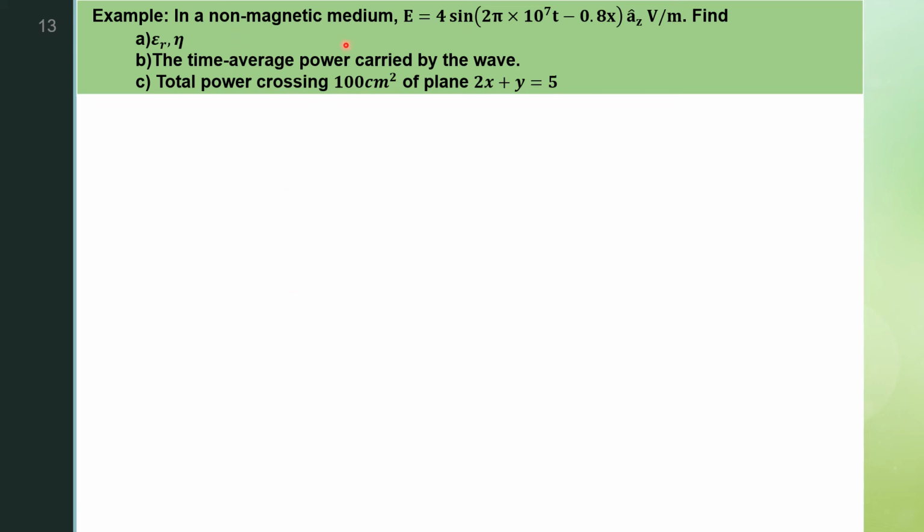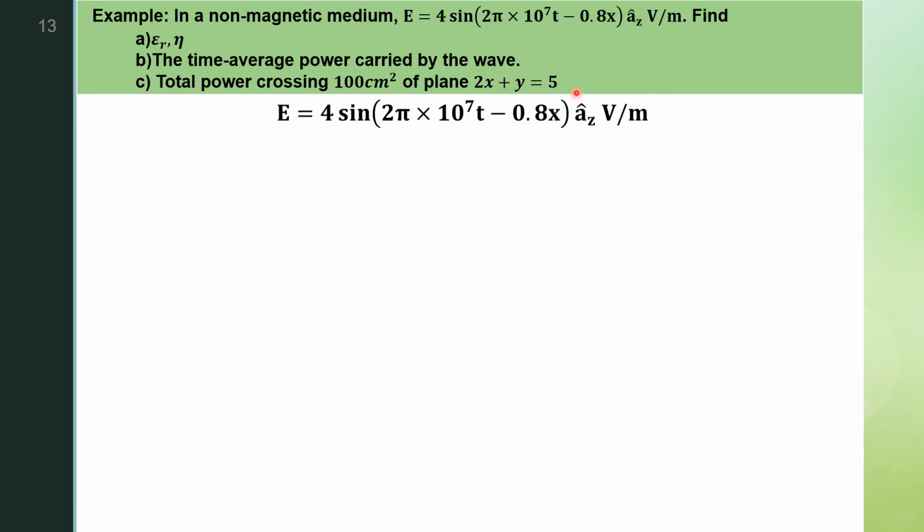Okay, it is given in a non-magnetic medium, E is equal to 4 sin(2π×10^7 t − 0.8x) az cap volt per meter. Find epsilon r, that is relative permittivity, and eta, that is intrinsic impedance of the medium. Second part is time average power carried by the wave, that is P average. And third part is total power crossing 100 centimeter square area on the plane 2x plus y is equal to 5. So let's see how to proceed with this problem.